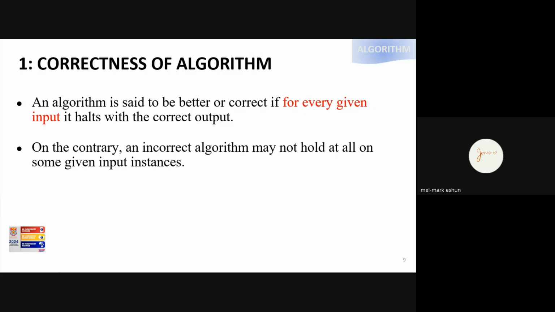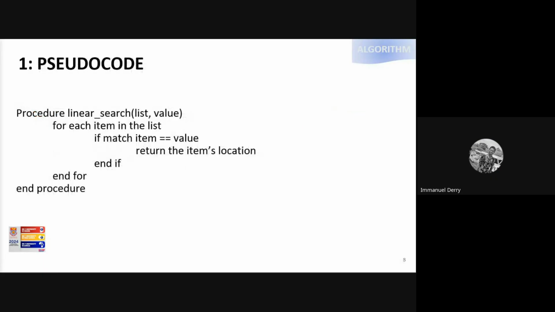Please, I have a question on the previous pseudocode. I noticed you use the double equal sign, and I want to know the meaning. Don't you know the meaning? I know the normal equal sign, if match item equals value, but I noticed you use the double equal sign. So this is used to check for equality.